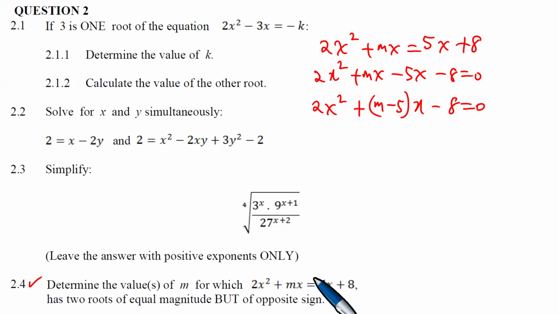Sanulo, how far? Still writing, sir. Okay. Because we want to find the values of m, I must tell you that this question can be done without the discriminant. But we are interested in determining the values of m for which this equation has two roots of equal magnitude but opposite sign. Right, so what do we do?